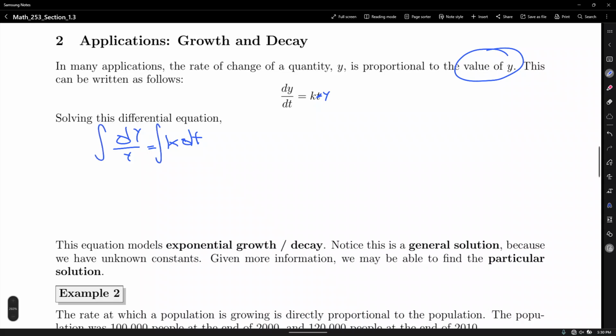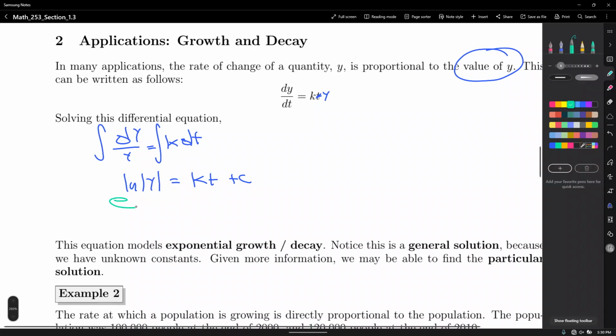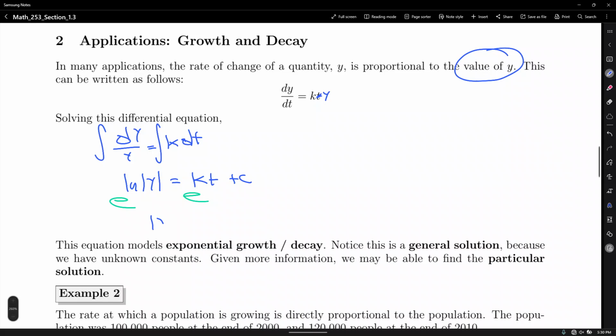Integrating both sides, that gives us ln of absolute value of y equals kt plus some constant of integration. All right, well, let's solve for y right here. e on both sides, and that equals absolute value of y equals e to the kt times e to the c, which again is just another number, right? Very similar to what we did in the previous example. And I'm going to skip the absolute value, the plus and minus. We already explained that. So y will be simply c e to the kt.